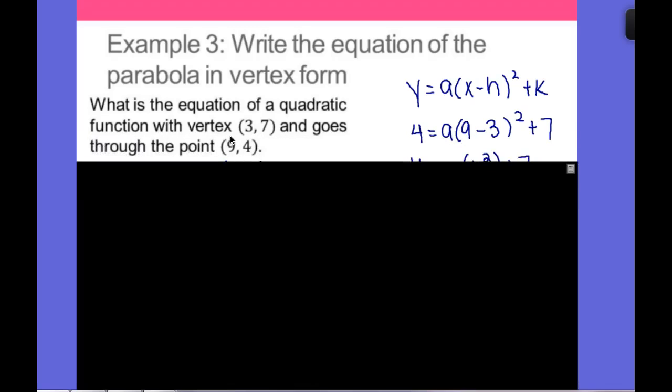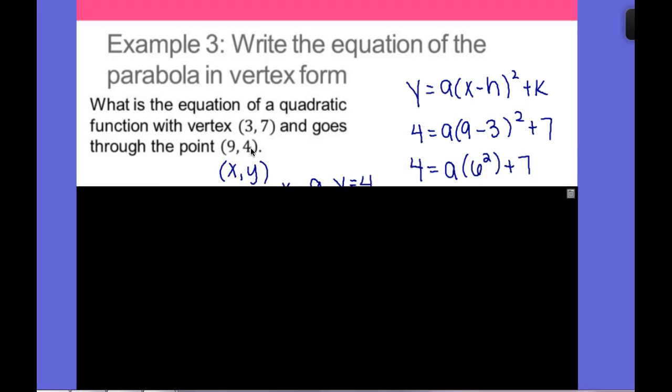I'm also given a second key piece of information, which is a point. That point represents the variable values x and y, because a point comes from the coordinate system x comma y. So what I'm going to do is plug in h, k, x, and y to the vertex form of my equation. So I'm going to plug in 4 for y. I don't know a. I'm going to plug in 9 for x, 3 for h, and 7 for k.